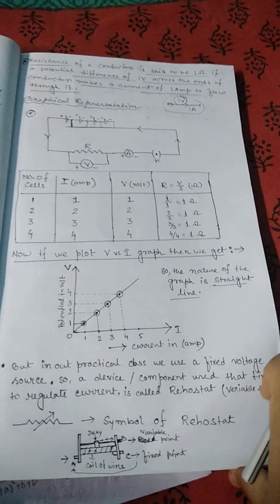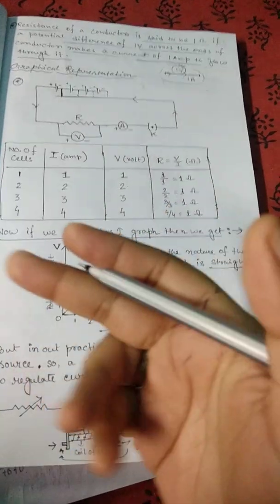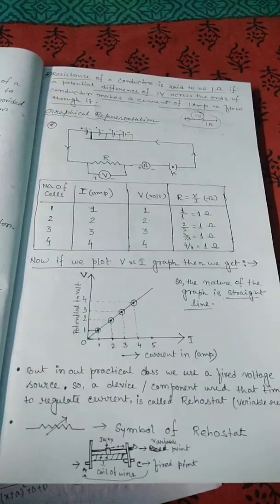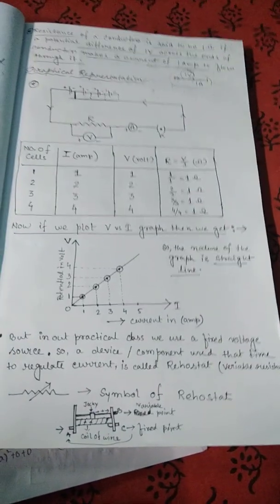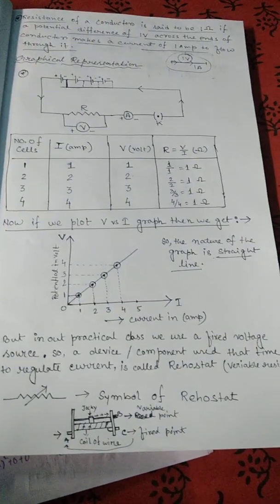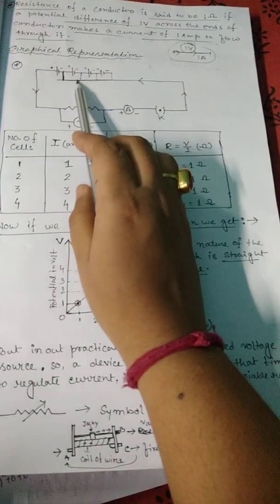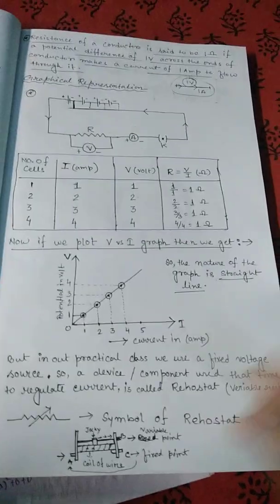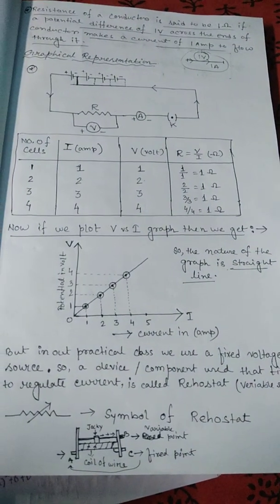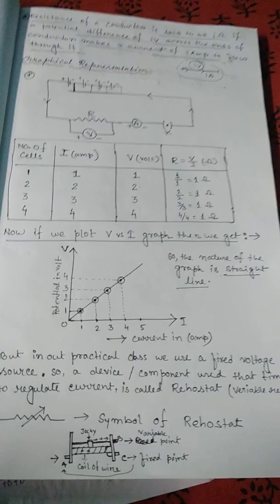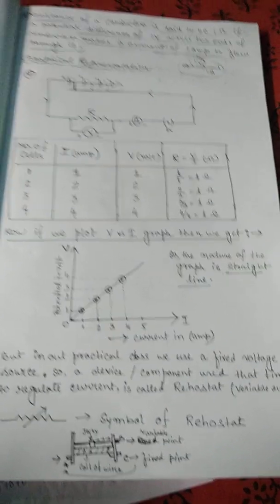Now, this practical of Ohm's law is also included in your syllabus. When we do the practical in practical class, we understand more. In practical class we use only one source, but we need different amounts of current and different amounts of potential difference. So how can we get that?